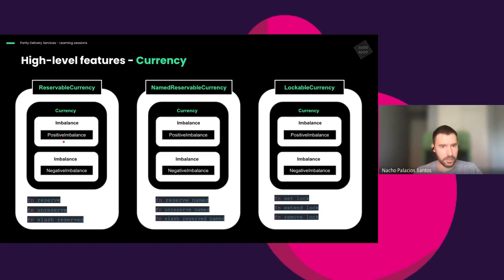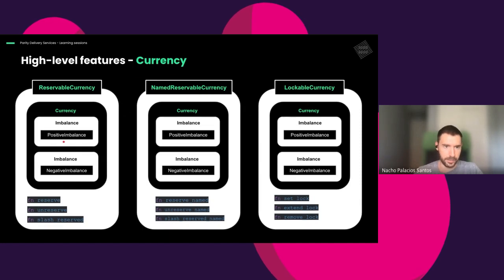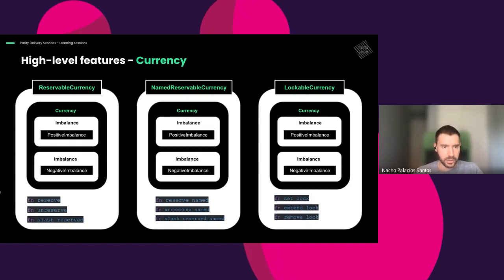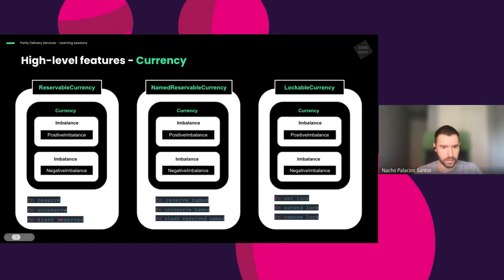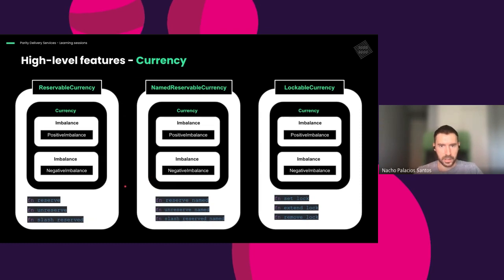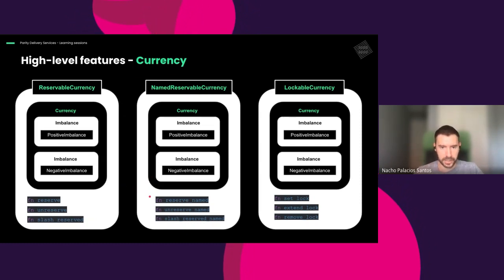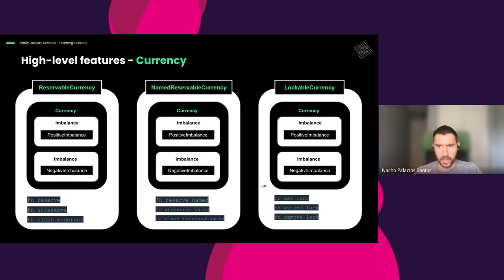So they can use all the methods that the currency trait uses, so minting, burning, etc. But they also implement their own. For the case of reservable currency, reserve and slash reserve. In the case of named reservable currency, it's similar, but it has an ID, so the methods change: reserve named and slash reserve named. And for lockable currency, set lock, extend lock, and remove lock.